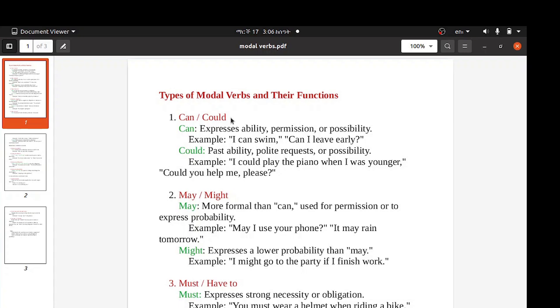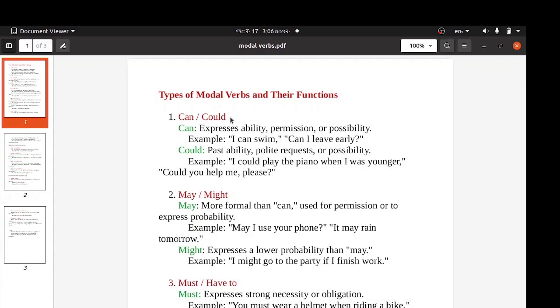In this video we will see about modal verbs and their function. So if you watch this video until the end, you will understand modal verbs and their function.